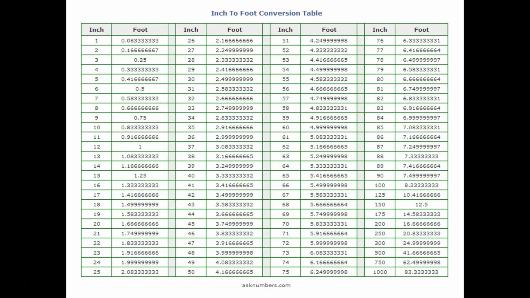Okay. All right. So this complicated looking chart is an inch to foot conversion table. All right, so we don't care about all of it, we only care about these 12 right up here, the first 12 inches. So 12 inches equals 1 foot. 6 inches equals a half of a foot.